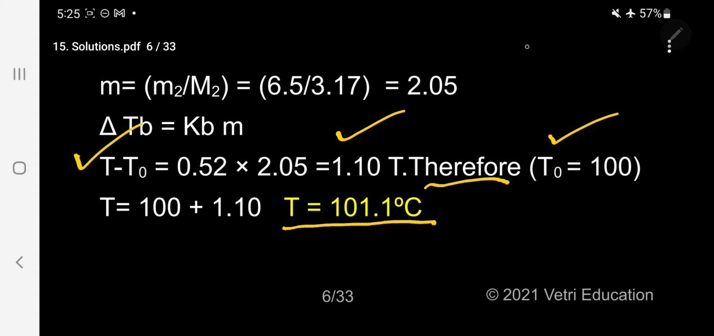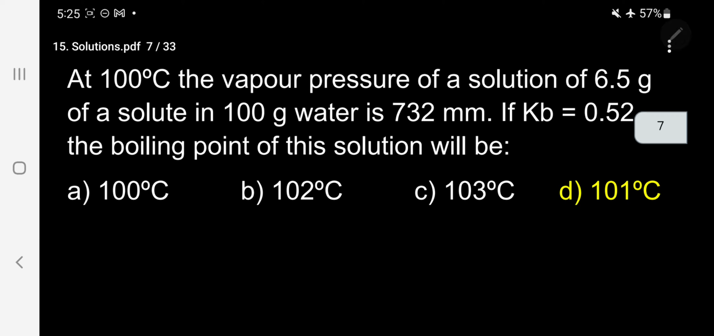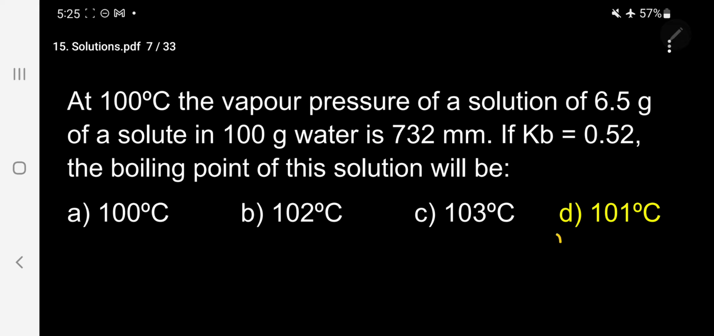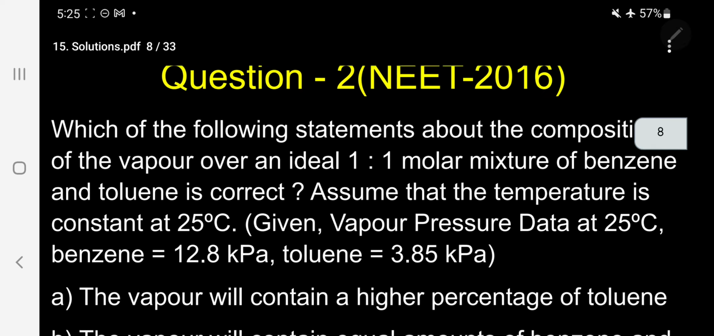Verify from the options given, and we come to the conclusion. The correct answer is D. 101 degrees centigrade is the correct answer. So dear students, this is the way you have to follow. Let me go to the next question, question number 2.